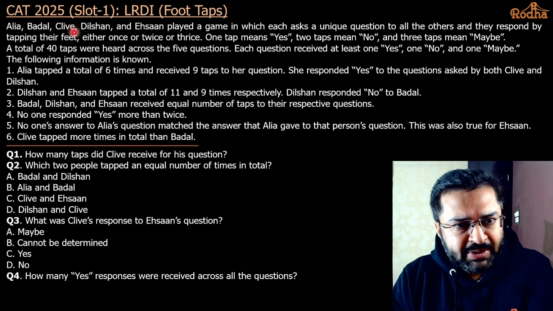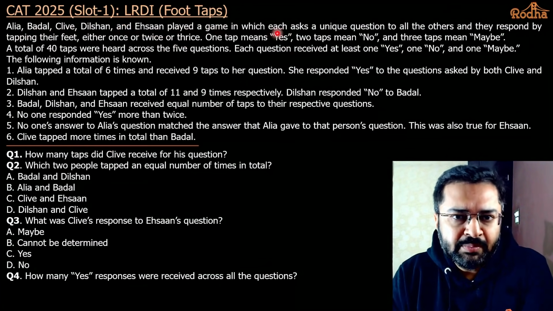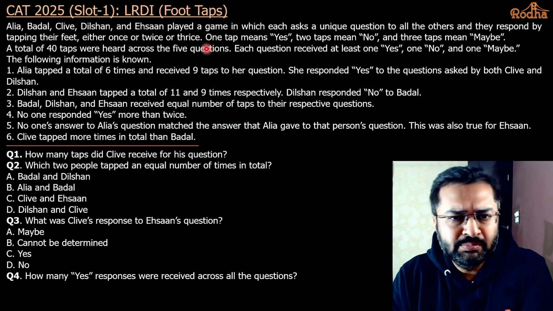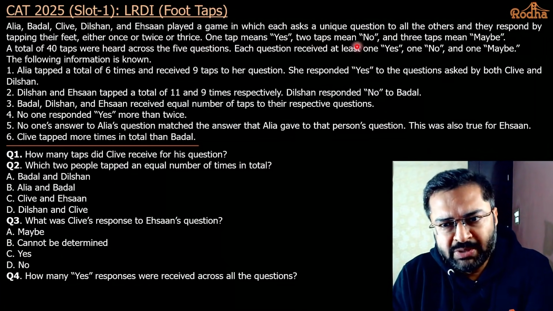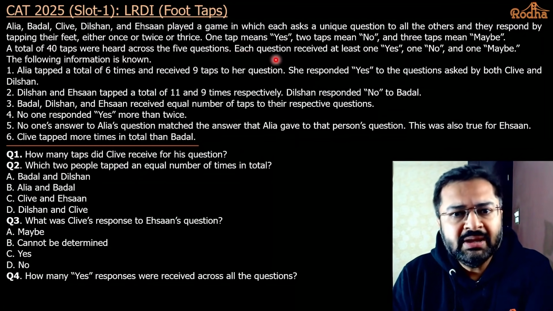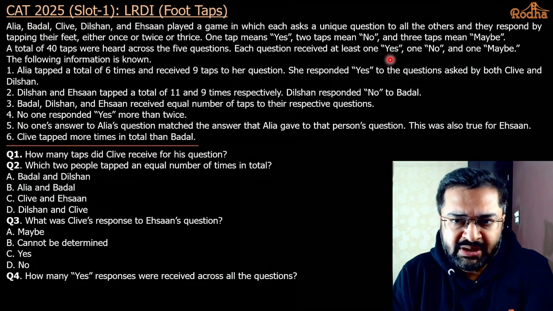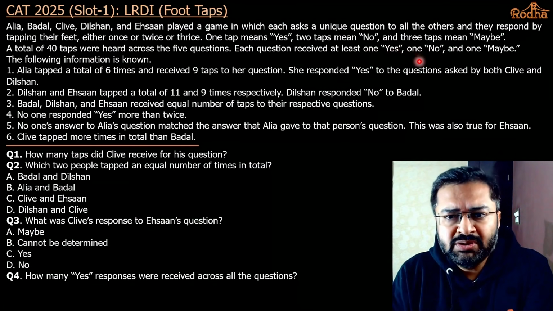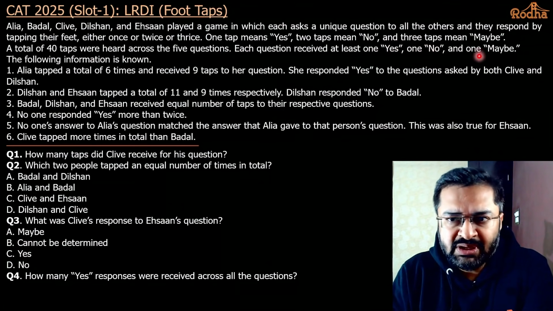Alia, Badal, A, B, C, D, E basically played a game in which each asked a unique question to all the others and they respond by tapping their feet either once or twice or thrice. Simple data. 1 tap means yes, 2 means no, and 3 taps means maybe. A total of 40 taps were heard across the 5 questions. Simple again. Each question received at least 1 yes, 1 no, 1 maybe.